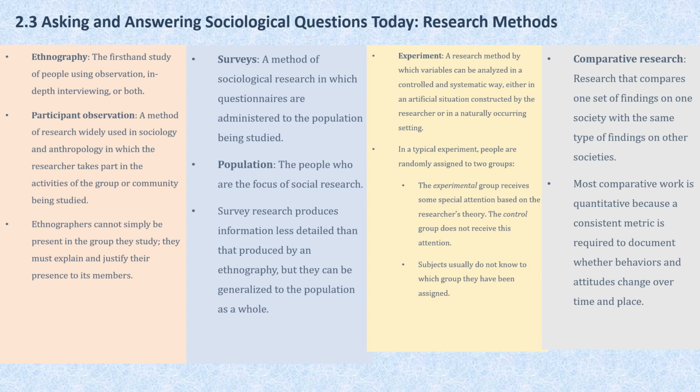Experimental research looks at variables that can be analyzed in a controlled and systematic way, either in an artificial situation constructed by the researcher or in a naturally occurring setting. In a typical experiment, people are divided into two groups, an experimental group and a control group. Then we have comparative research, which is comparing one set of findings on one society with the same type of findings on another society.